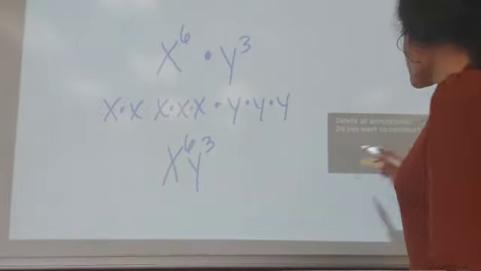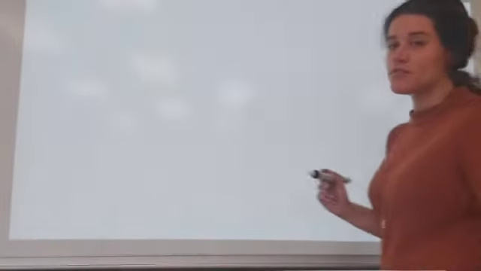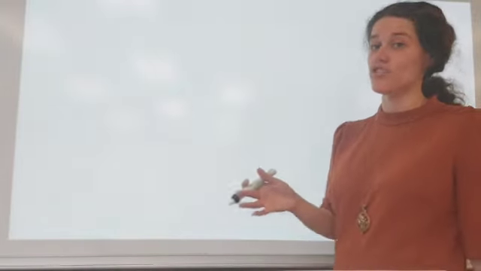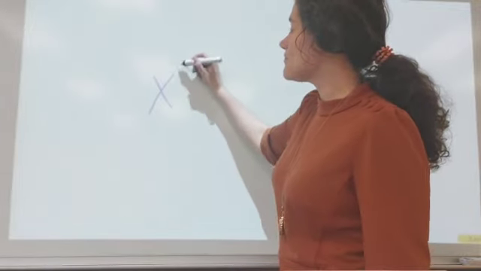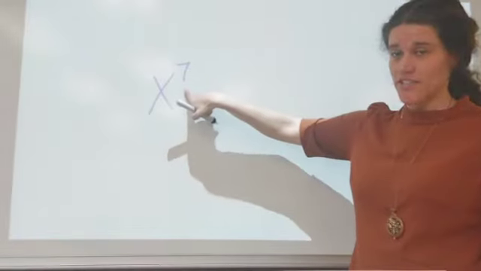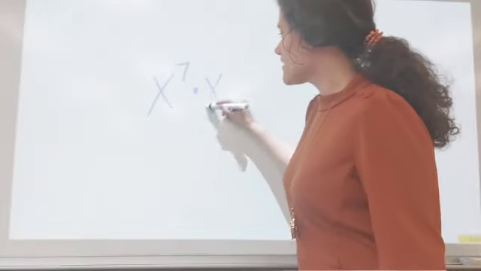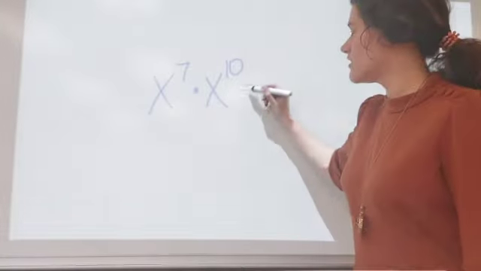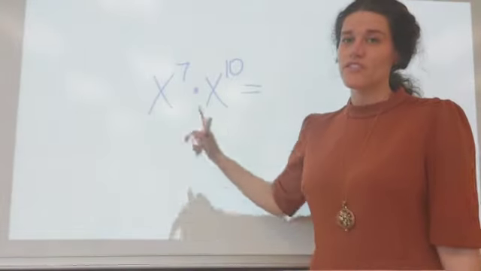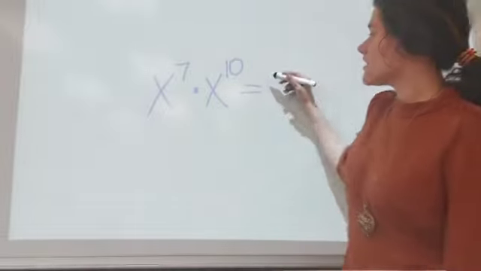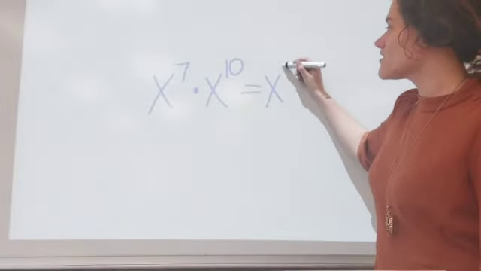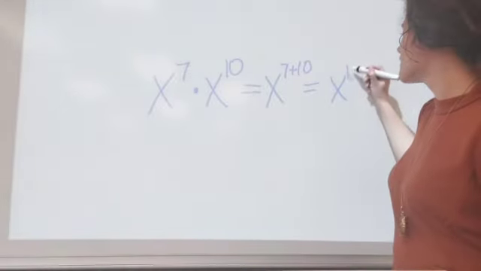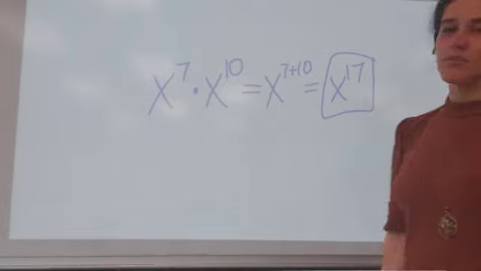But every time they do, you're able to just add the numbers because you're just counting how many multiplications you're doing. So if this is 7 multiplications of x, and this is 10 multiplications of x, x to the 7th times x to the 10th is the same thing as x to the 7 plus 10, x to the 17th power.